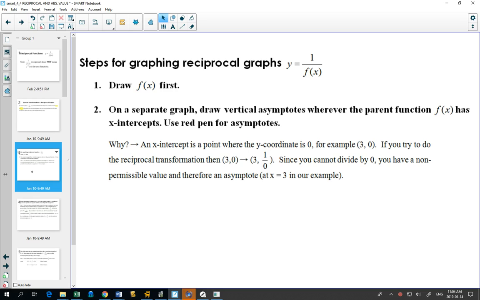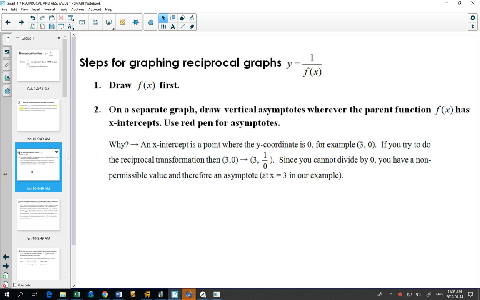The first thing we're going to do is draw f of x first. What's in bold is the big idea, and what is non-bolded is sort of an explanation. The next thing you're going to look at is wherever f of x has x-intercepts, you're going to draw asymptotes. Why? Because if my original y value is equal to 0, and I do 1 over y, I'll get 1 over 0, which is a non-permissible value. And where we have non-permissible values, you're going to get an asymptote.